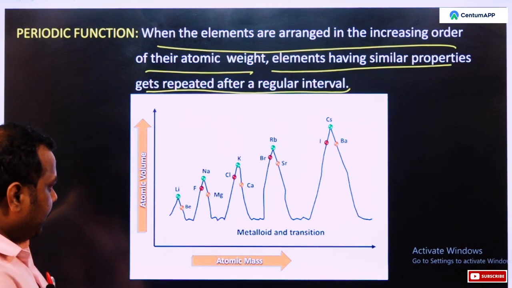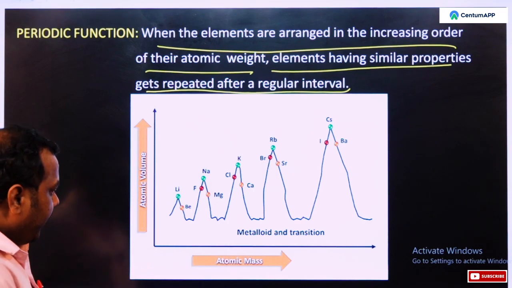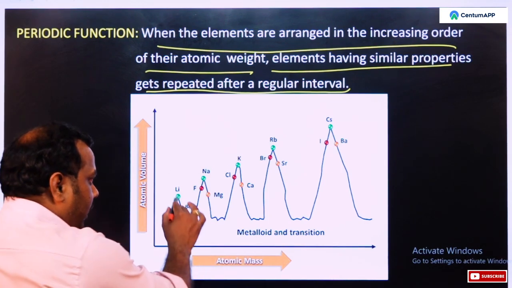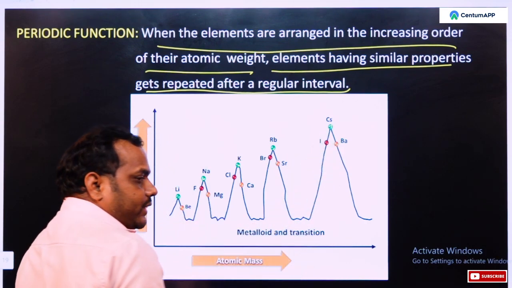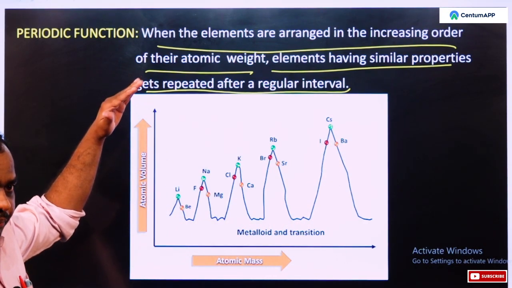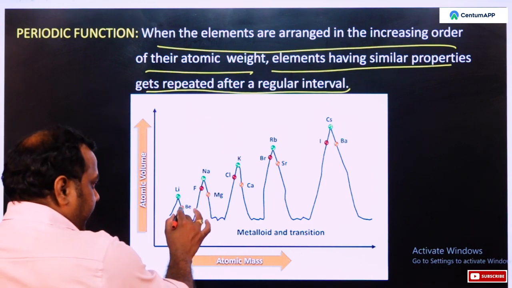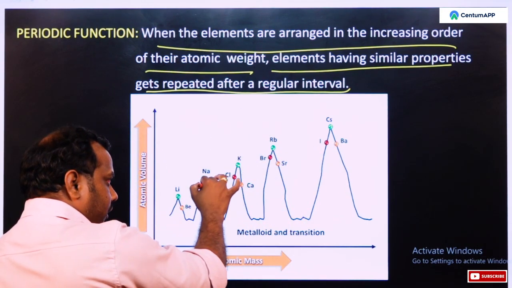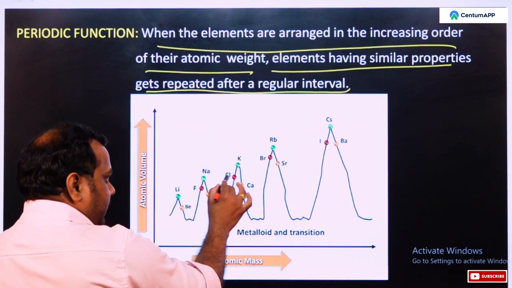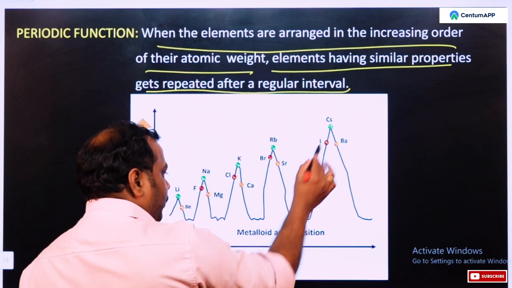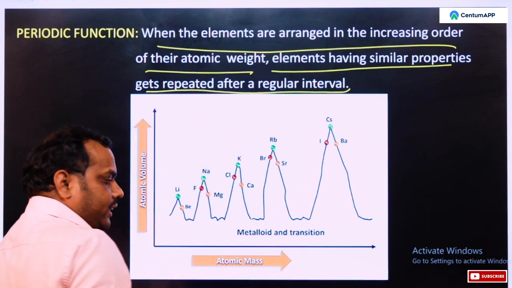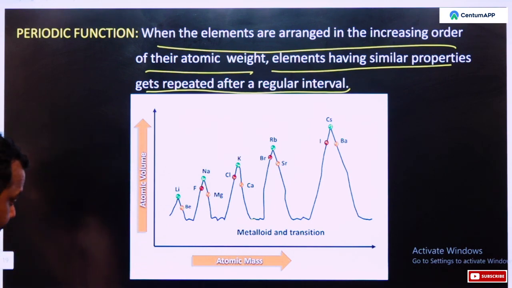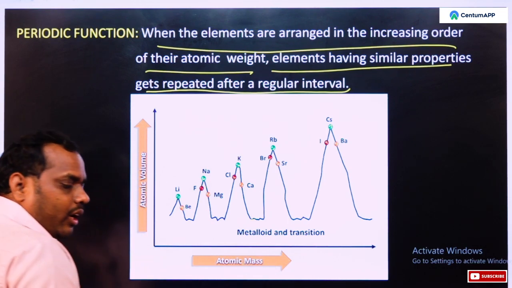Observe carefully the Lothar Meyer graph: atomic volume versus atomic mass, which is nothing but atomic weight. These are all first A group elements, at the maximum position of the curve. These are second A group elements, at the descending position of the curve. Next, halogens are at the ascending position of the curve. Metalloids and transition elements are at the bottom. A clear diagram of the curve is given here.